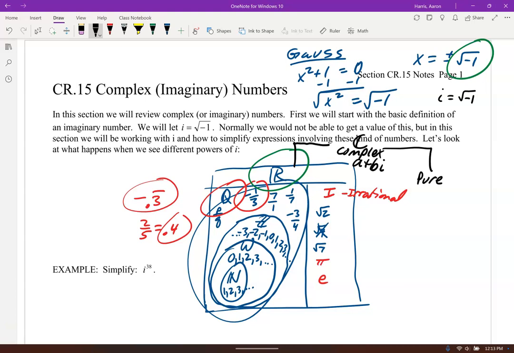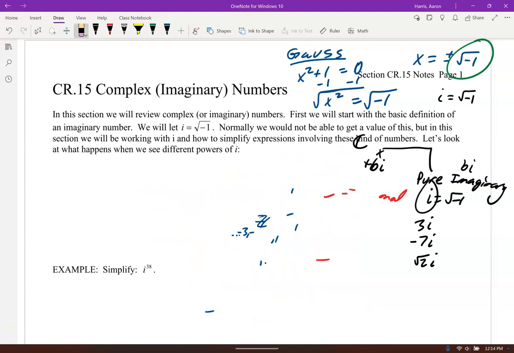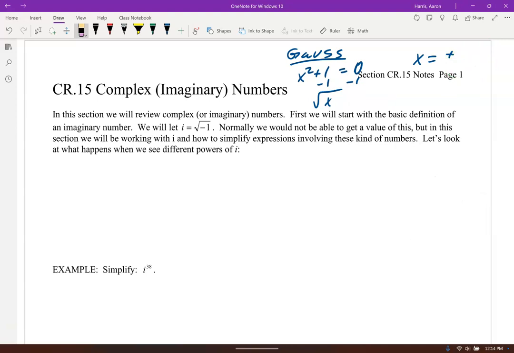And so there's these pure imaginary numbers like i, which is the square root of -1, right? Or 3i, or -7i, or square root of 2 i, and so on. Anything with an i, anything of the form bi is a pure imaginary, okay? But that's what Gauss did, right? He expanded it, and now he's made it so that you can solve equations of the form x squared plus 1 equals 0. So let me erase this real quick, and then let's do some math with the imaginary number and imaginary numbers.